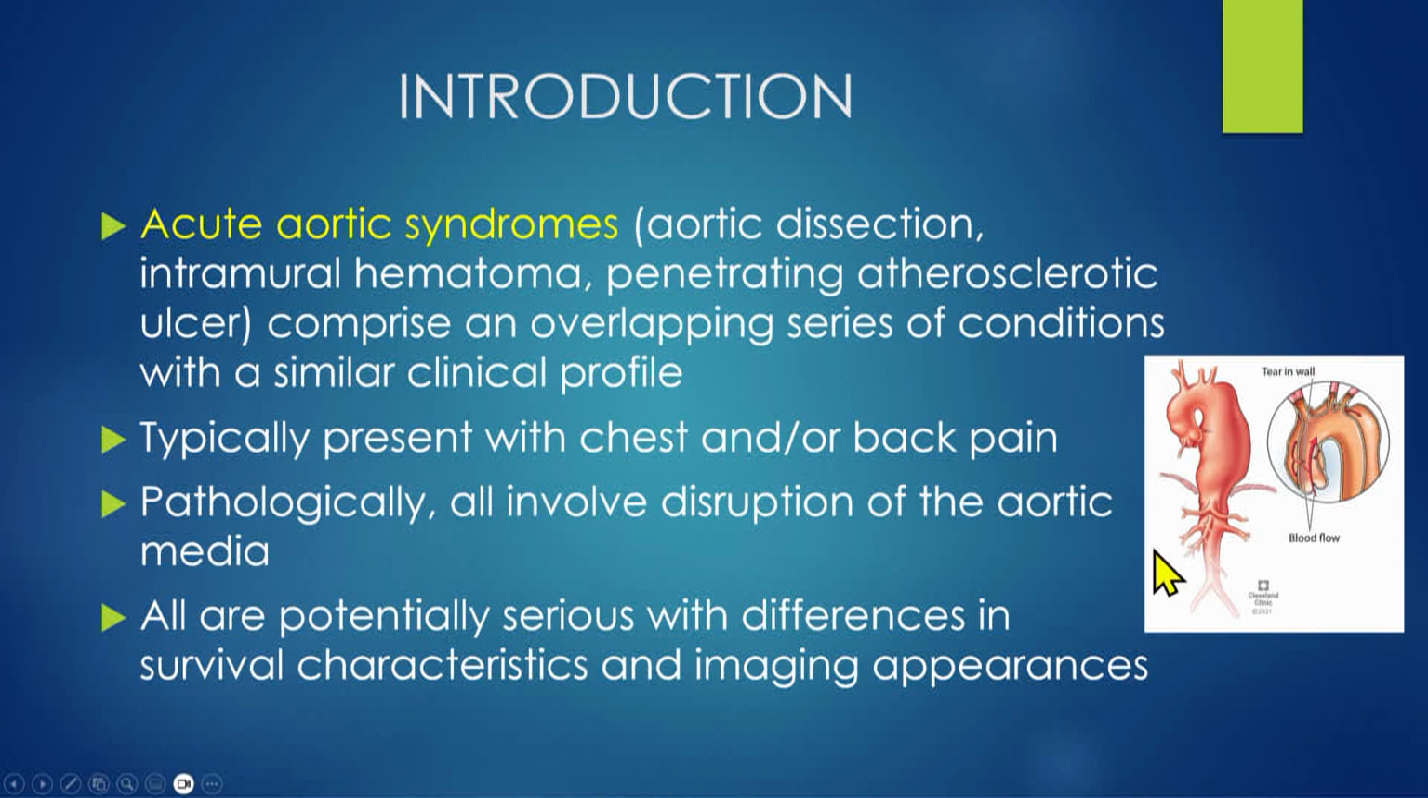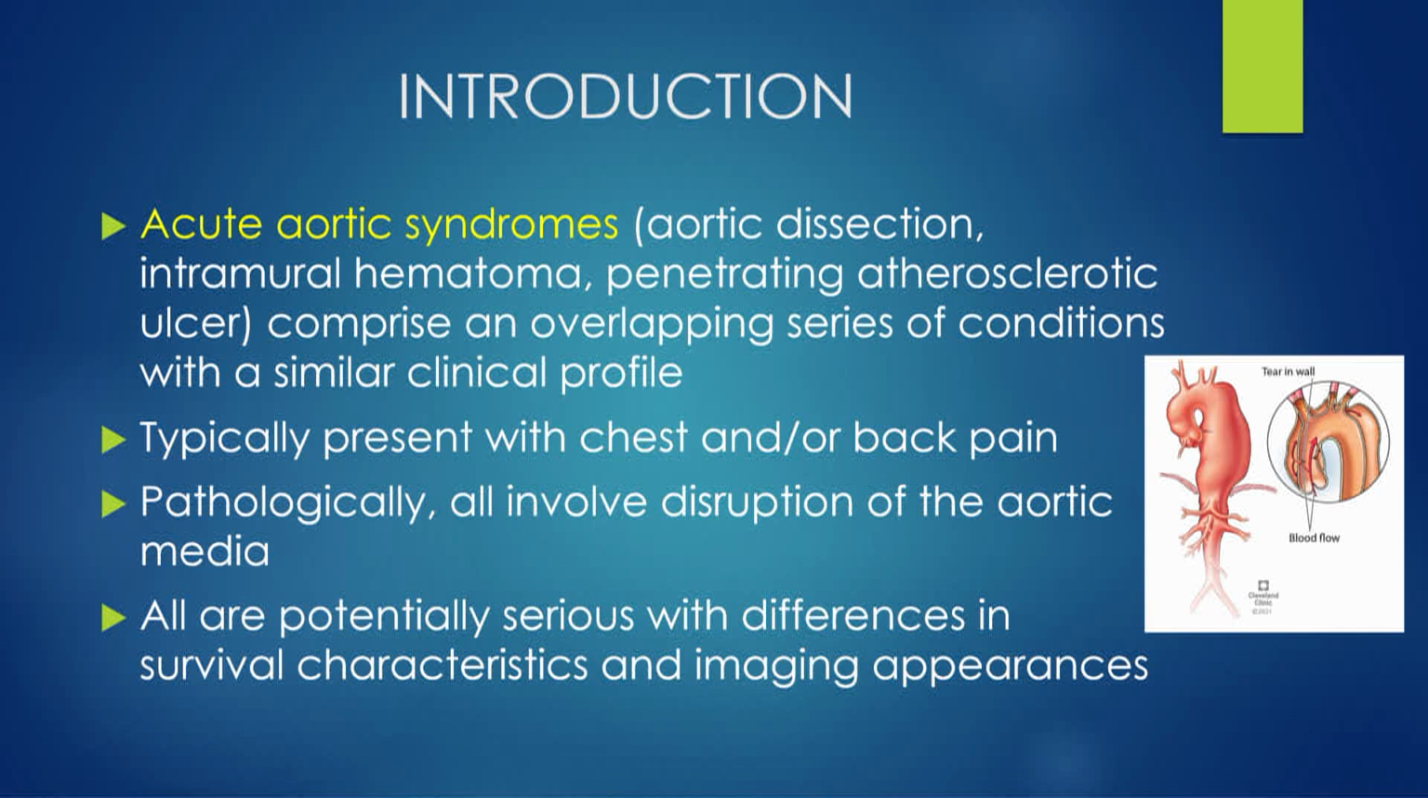So basically there's a tendency now to have all sorts of syndromes and combine things. So the acute aortic syndromes classically are aortic dissection, intramural hematoma, penetrating atherosclerotic ulcer. But some people will include larger things like trauma and aortic aneurysm rupture.